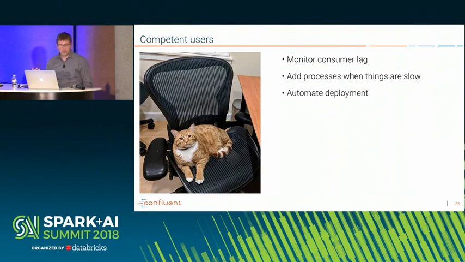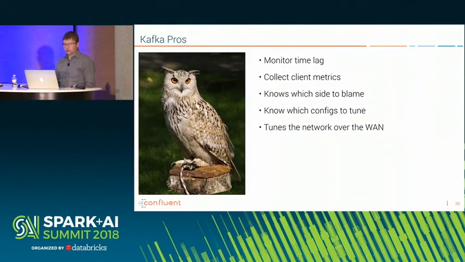So as a recap, competent users will monitor consumer lag. They'll add processes when things are slow and automate their deployments. And the real pros not only look at the consumer lag, but they actually monitor time lag and collect their client metrics, and based on what I gave you, they'll know which side to blame. They'll know what configs to tune. They'll be able to tell you it's on the destination side or the source side. They'll be able to pinpoint where the problem really is. And lastly, if you really want to get into it, also tune things over the wide area network.